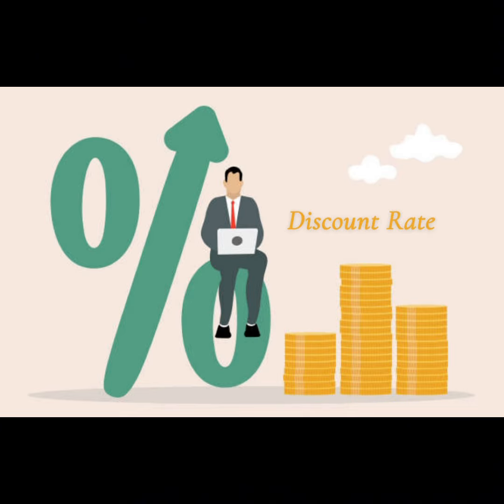Second, the discount rate. This is the interest rate the Fed charges banks when they borrow money directly from it. If the Fed lowers the discount rate, banks borrow more and lend more to the public. If it raises the rate, banks borrow less and lending slows down.